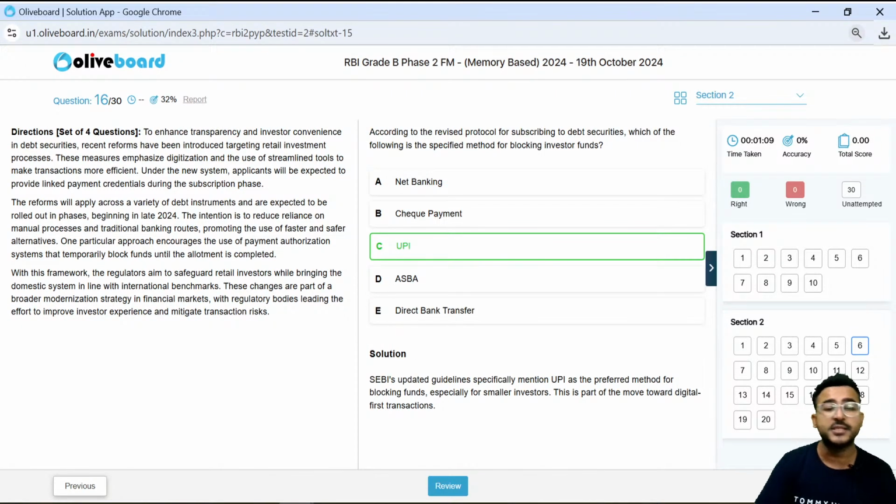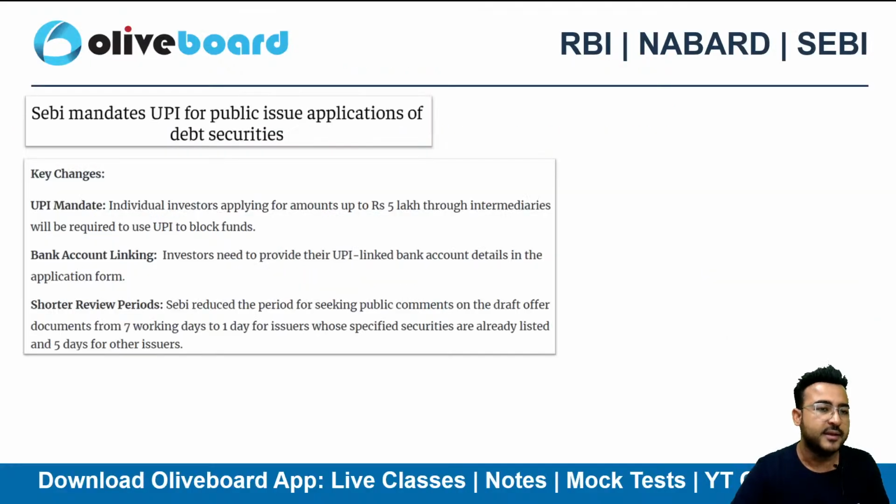So here the correct choice is UPI. Up to 5 lakh rupees you can go ahead and use the UPI, right? So SEBI mandated UPI for the public issue applications. I'm talking only about the debt securities.